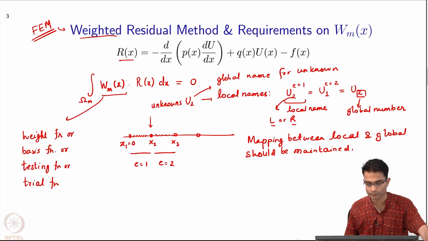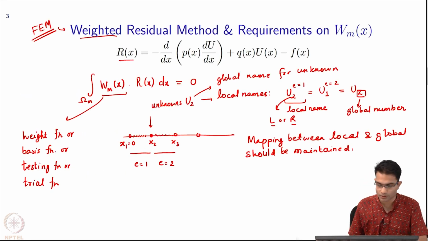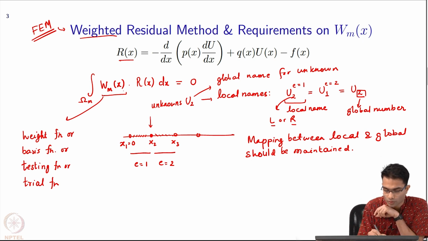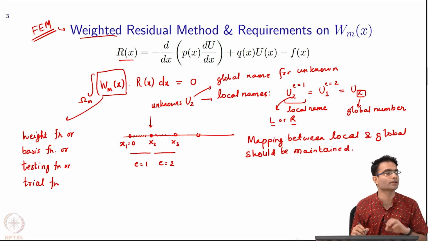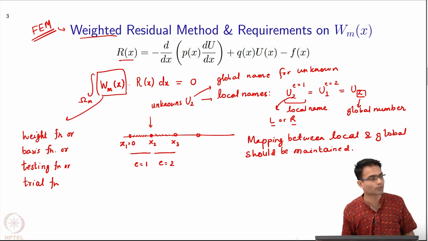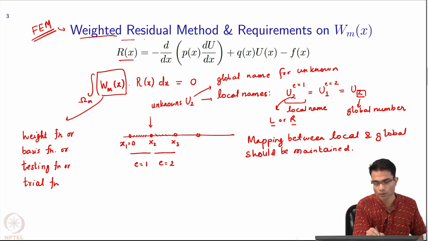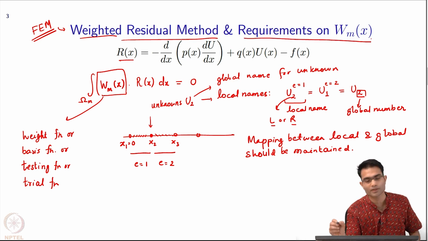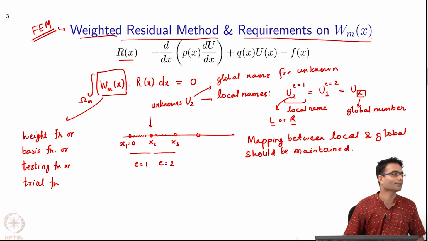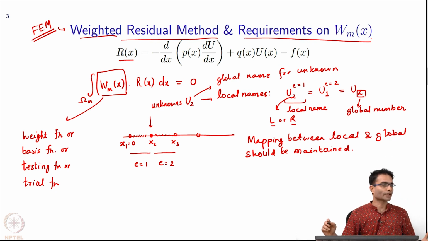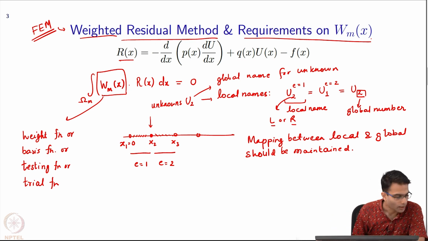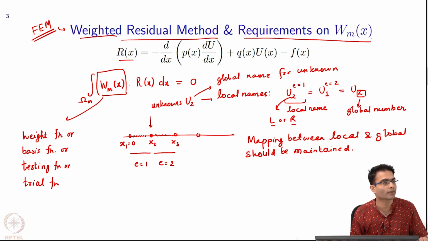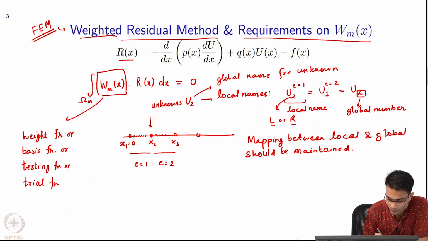Now one thing I want to mention over here is about the choice of these W. Over here we did not impose any requirements on WM so far. What I spoke about so far was the weighted residual method. I'll briefly mention what the requirements on WM are. Can WM be anything? For example, can it be a pulse basis function or something like that? At the very minimum there are 2 requirements on WM.